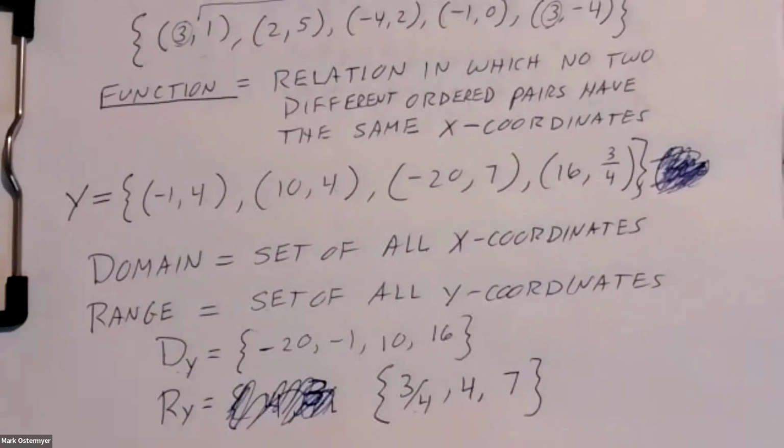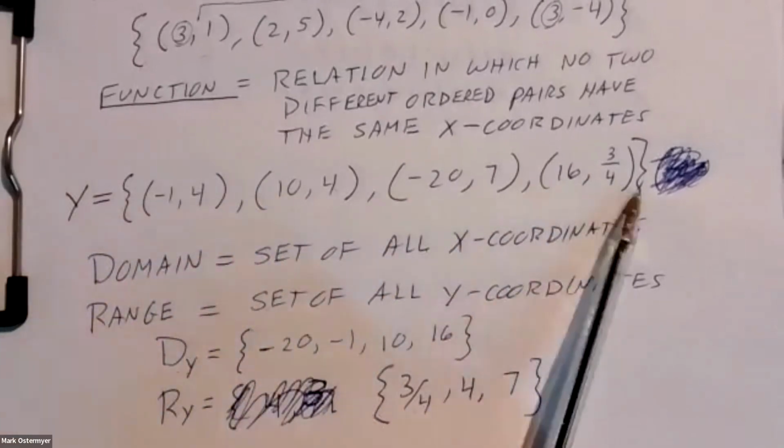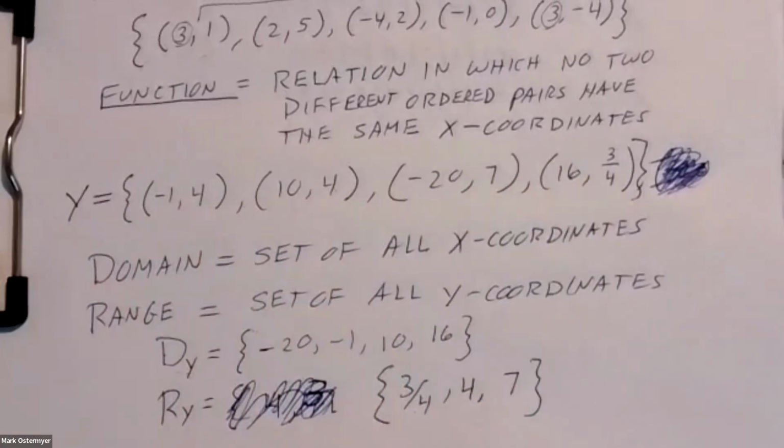So that's all there is to the domain and range of a relation or a function. Now, notice these domains and ranges are finite sets because we had a finite number of ordered pairs that define this function. Do you think your domain and range is always going to be finite? The answer is no. But for this case, it is. Okay. Any questions about the domain and range there?